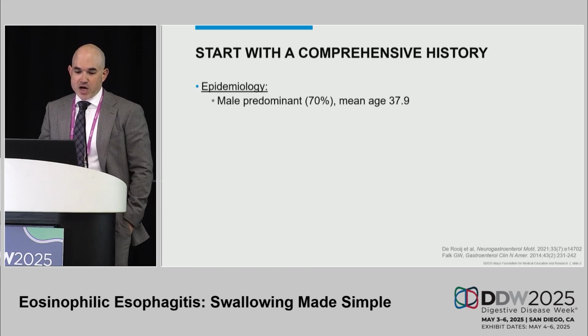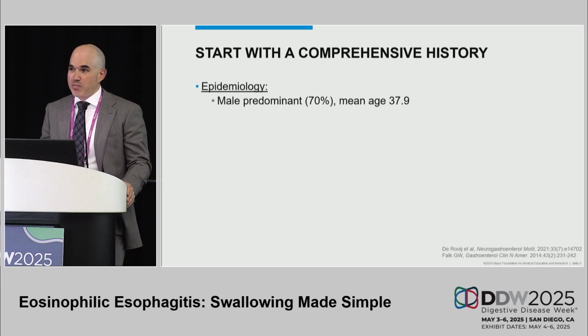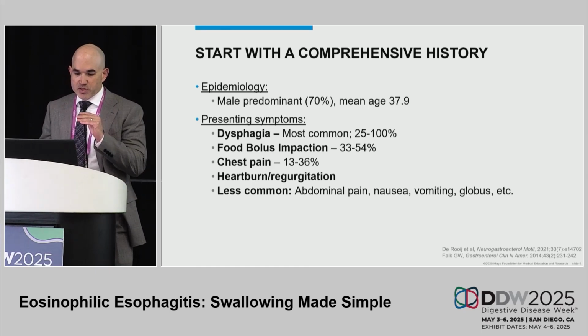So starting with the epidemiology, we know this is a male-predominant disease, patients mean age in their 30s, but certainly we see patients who are much younger, even children, and all the way into older age. The presenting symptoms are quite variable. As many of you have experienced, the most common presenting symptoms are dysphagia and food bolus impaction, of which EOE makes up a large proportion.